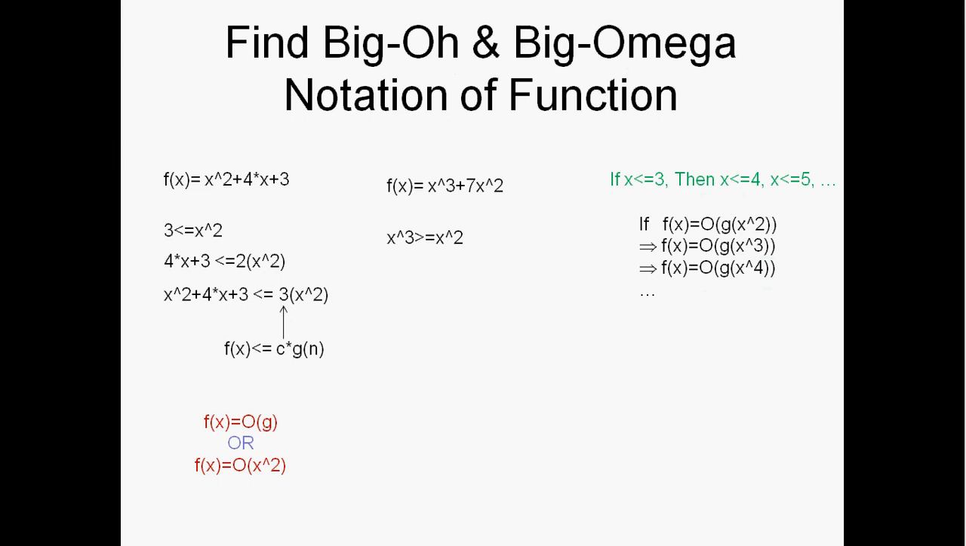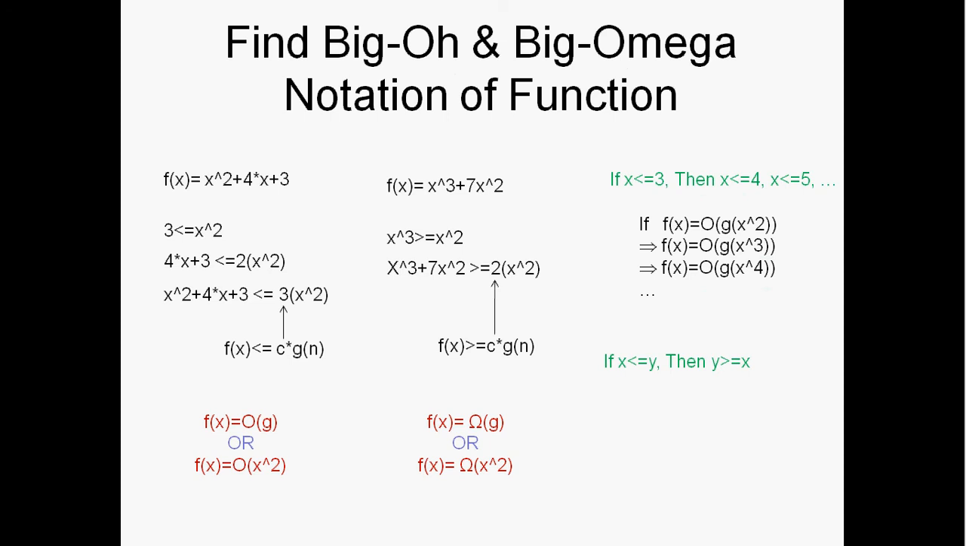So x cube, it comes with practice. Here x cube is greater than or equal to x square. True? Fine. x cube plus 7x square is greater than or equal to 2x square. That's also true, right? The same, because we added the higher value on the left hand side. So our function f is greater than or equal to c times some function g, and here c is nothing but 2, right? So we have got our big omega notation. f is in the big omega of g, or you can say f is in the big omega of x square. Okay.